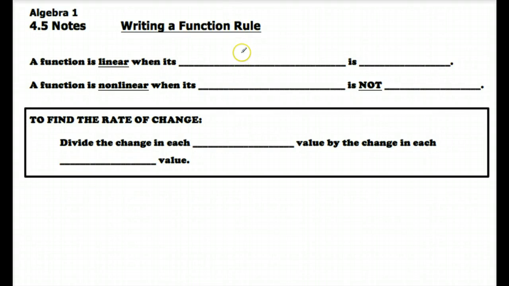Hey 7th grade. In this next video we're going to continue our discussion of functions, and in this video I want to specifically talk about how to write a function rule or how to write an equation given a table of values. And so what we're going to do is take all of those different function families that we talked about in the last video, and separate those into two different categories.